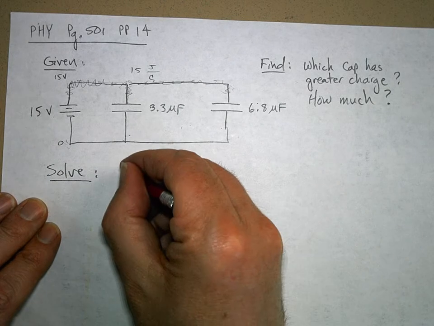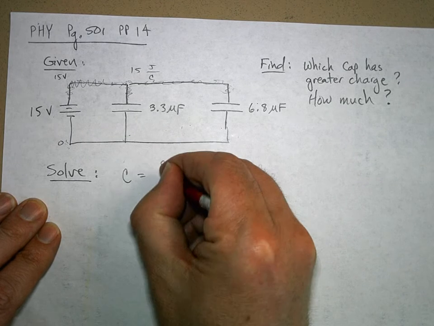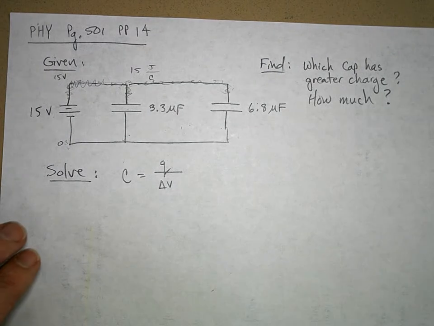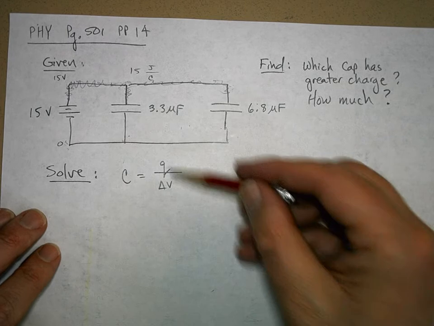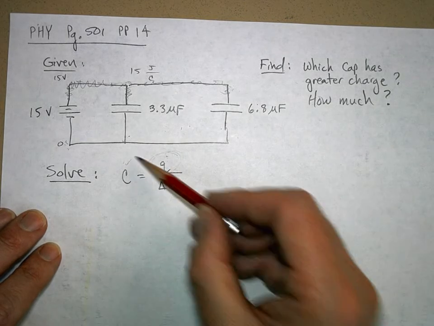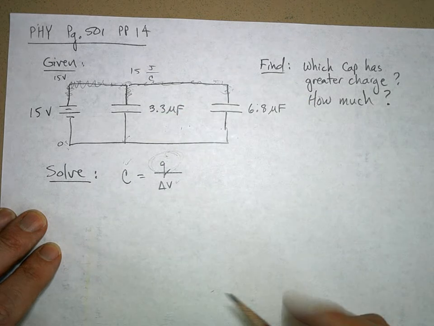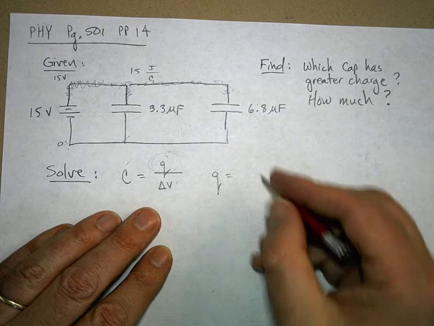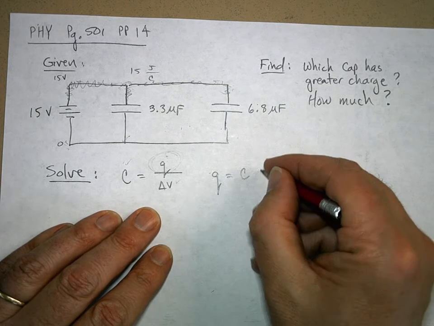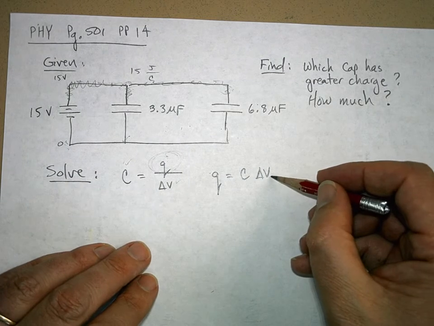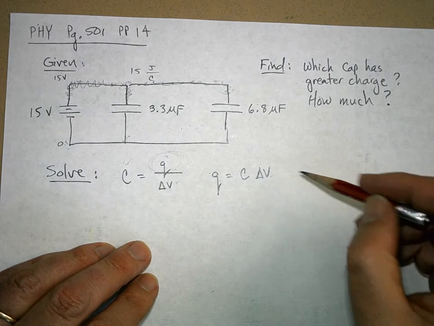Now to figure out which one has the greater charge, let's take a look at the basic equation for capacitance. Capacitance is equal to the charge on the capacitor divided by the voltage it took to get that much charge on the capacitor. If I want to know how much charge is on the capacitor, and I know the capacitance and the voltage across it, I solve for Q, and I get Q equals the capacitance times the voltage across it, or the potential difference across it.